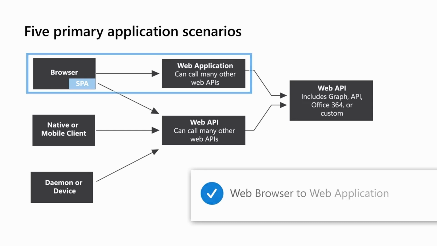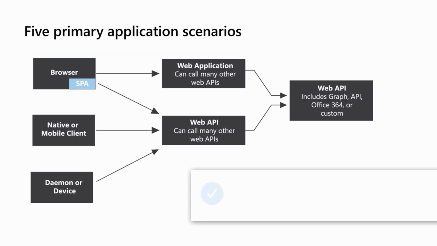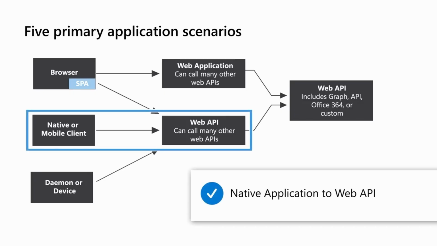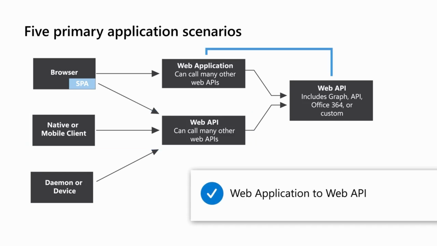The first is web browser to web application. A user needs to sign in to a web application that is secured by Azure AD. The second is single-page application, SPA. A user needs to sign in to a single-page application that is secured by Azure AD. The third is native application to web API. A native application that runs on a phone, tablet, or PC needs to authenticate a user to get resources from a web API that is secured by Azure AD. The fourth is web application to web API. A web application needs to get resources from a web API secured by Azure AD.